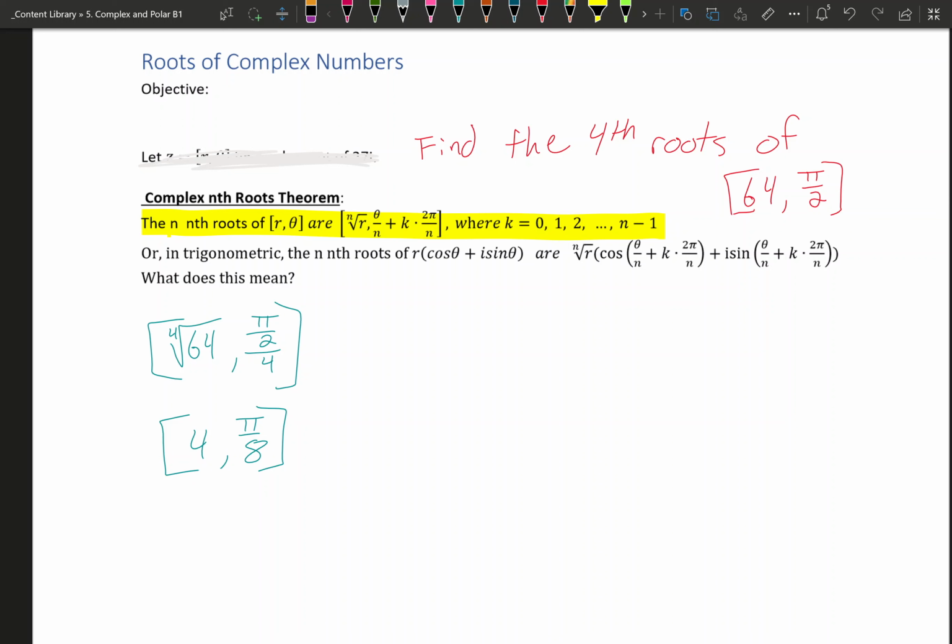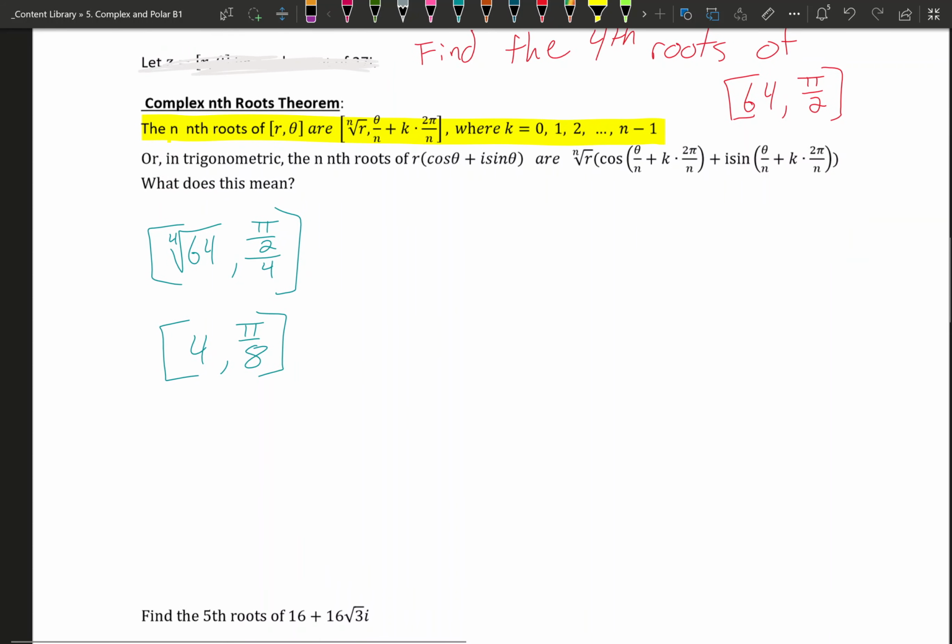This formula shows what happens. So the nth roots of r theta are the nth root of r. Okay, so our radius stays the same. Great. And then it's theta divided by n, cool, plus k times 2 pi divided by n, where k is equal to 0, 1, 2, up to n minus 1.